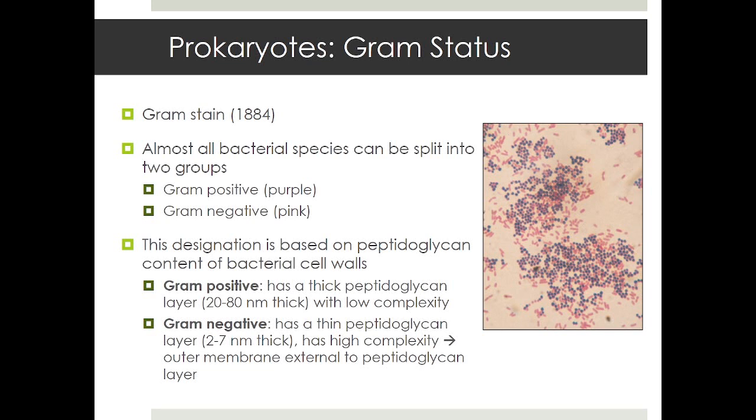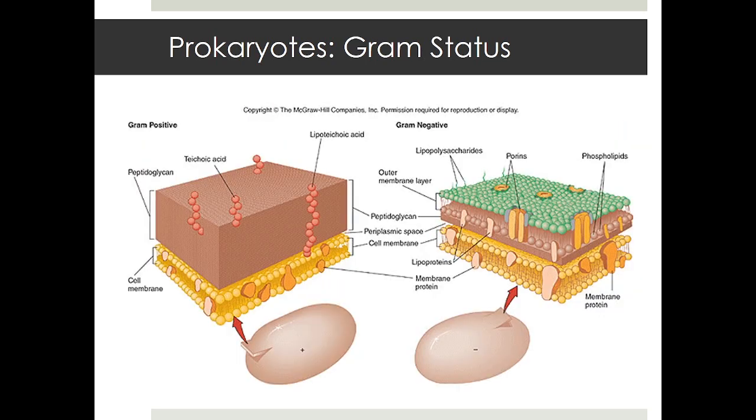If you are a Gram-negative cell, you have a thin peptidoglycan layer that is usually 2 to 7 nanometers thick with a very high complexity. There is an outer membrane that's external as well. We're going to show a couple of photos here to really start to hammer these things down for you. So this is an important diagram that I hope that you will take a pretty good look at here. And these are the differences between Gram-positive cells and Gram-negative cells. Let's look at Gram-positive first.